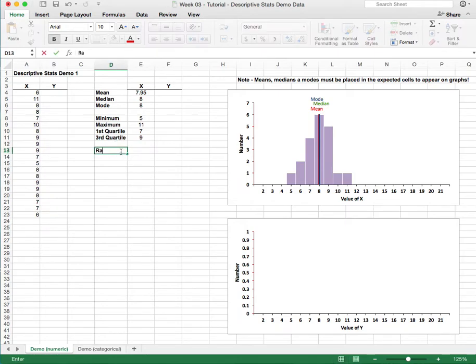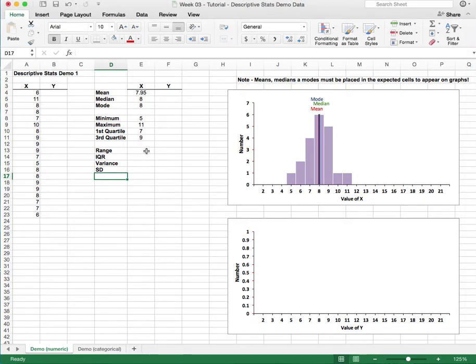Okay, now let's calculate some other values here that help look at dispersion. So here we have range, then we'll calculate interquartile range, variance, standard deviation, all right.